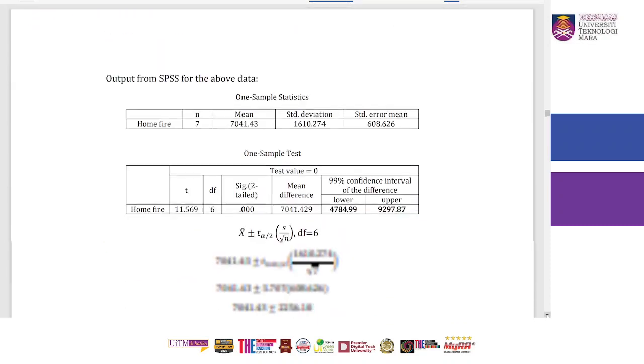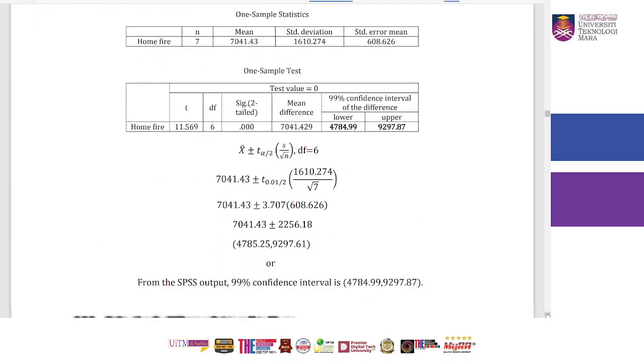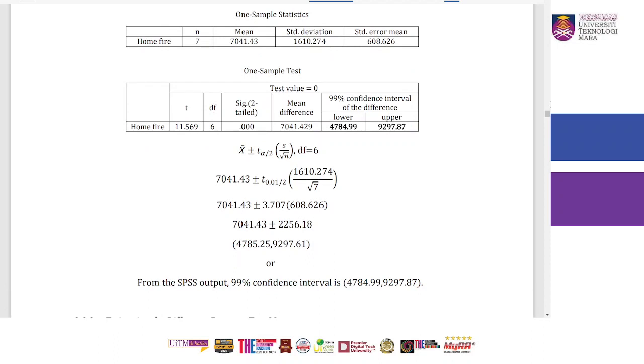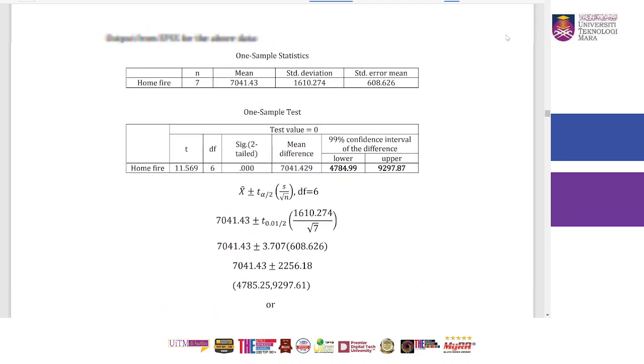Okay, this is from the sample from the SPSS. Contoh yang sama. So you boleh run gunakan SPSS. Okay, you can run using SPSS. So this will be the answer. Okay, untuk SPSS punya analysis ni, saya akan buat video lain. So I will make another video for the SPSS output. So you can just watch that video later on.